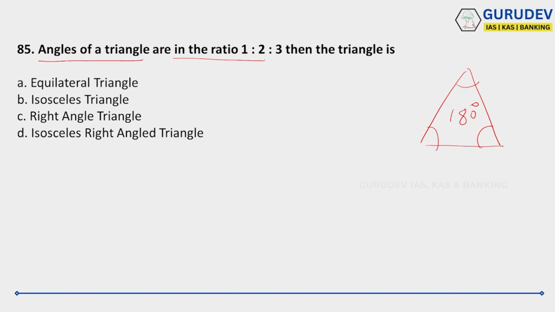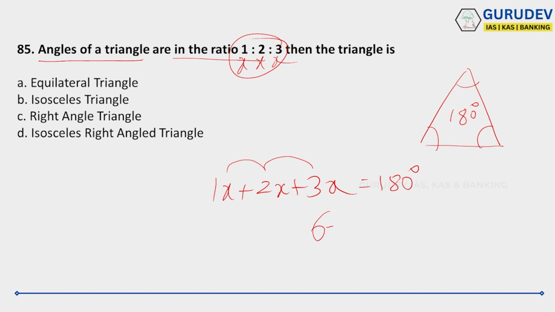All the angles that are there in the triangle, the sum of interior angles of a triangle is nothing but what? 180 degrees. So whenever he gives the ratio, whatever is multiplied to the first number, the same is multiplied to the second and third number. Correct? So if I say 1x plus 2x plus 3x, these are the angles ratio. This is equal to 180 because the sum of internal angles will be 180 degrees. 1x plus 2x is 3x, 3x plus 3x is 6x. 6x is equal to 180 degrees.